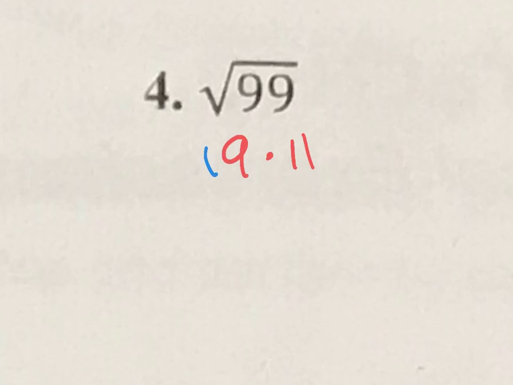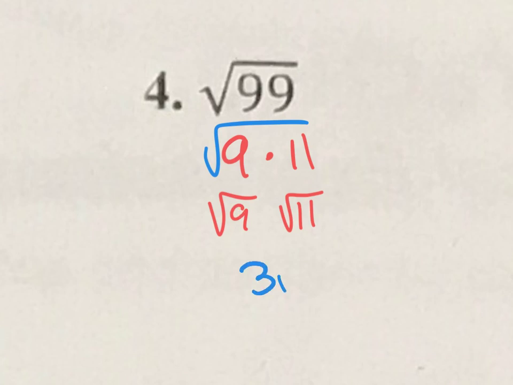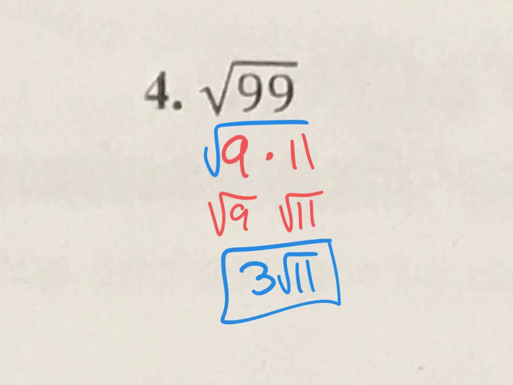And that way, when you rewrite it, you split the root. You're going to have the square root of 9 times the square root of 11. The whole purpose of rewriting this to get a perfect square number is so you could actually take the square root of that perfect square number. So what is the square root of 9? 3. So you have 3 square root of 11. And that is your final answer for number 4.